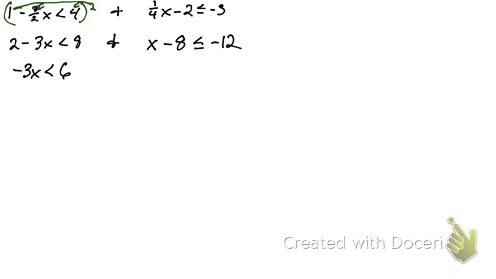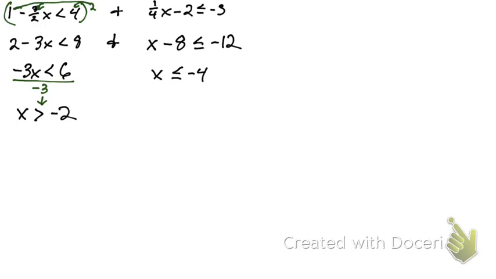Now I have to divide by a negative number. I am dividing by a negative 3, which means I need to flip that symbol. So we are going to have x is greater than, so once again I am dividing by a negative 3, so that means I need to flip that symbol, which means x needs to be greater than a negative 2. This one I just need to add 8 to both sides. We'll have x is less than or equal to a negative 4.